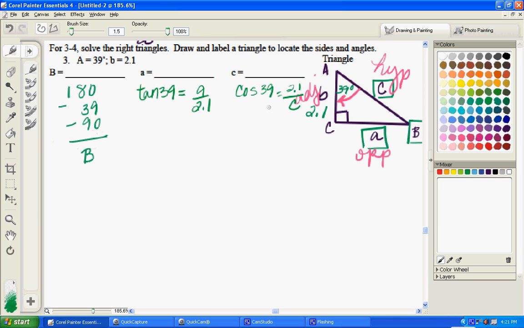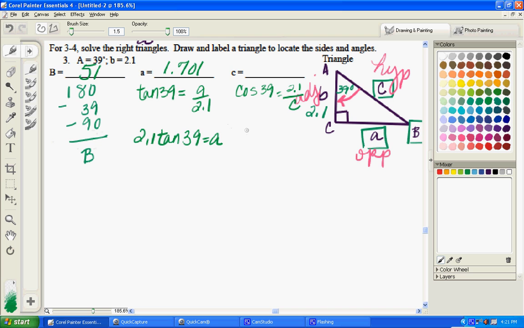And now I solve. So in my calculator, I'm going to do 180 minus 90 minus 39, which is going to give me an angle of 51 degrees. Side A, I'm going to multiply both sides by 2.1, and I'm going to write this down so that when my teacher is grading my test, she knows that I knew what to do. And I'm going to do 2.1 times the tangent of 39, and I'm going to get 1.701. I don't need to worry about units here because they didn't give me units here.